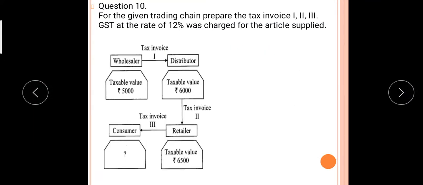Now this last question from your practice set, sorry, problem set. For the given trading chain, this is a trading chain. What is the tax invoice from wholesaler to distributor?